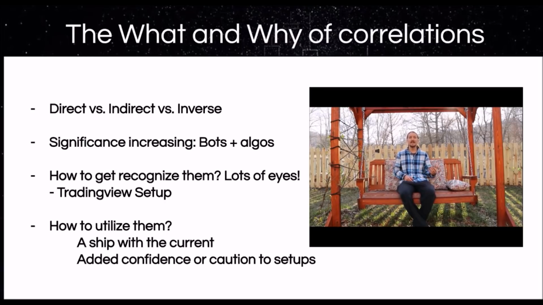And that's where these bots are reading off each other and constantly reacting to each other. And that is why correlations are more important today, in my opinion, to have as a tool in our tool belt, recognizing them and utilizing them, than it was maybe 10 years ago. So how can we recognize them?